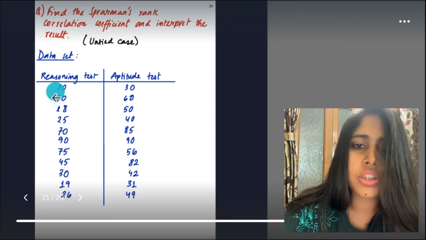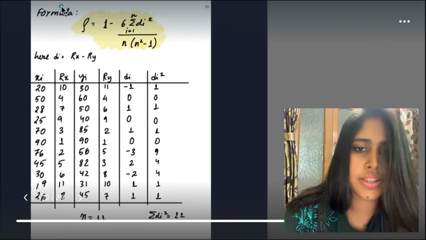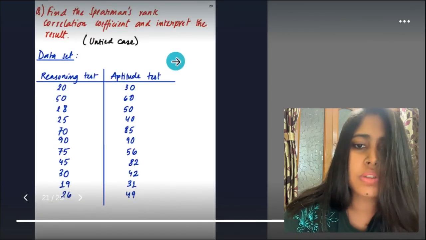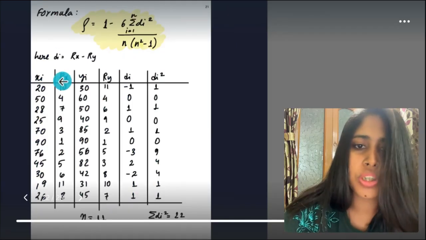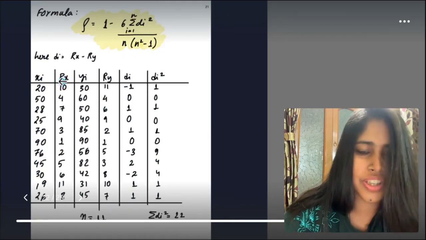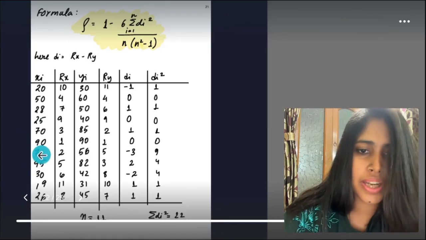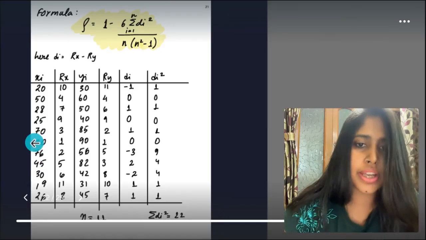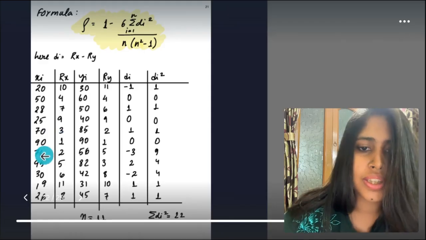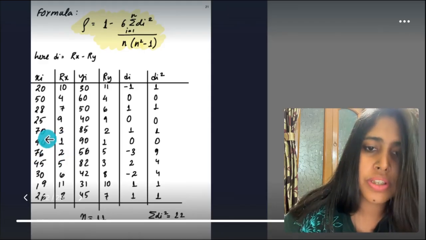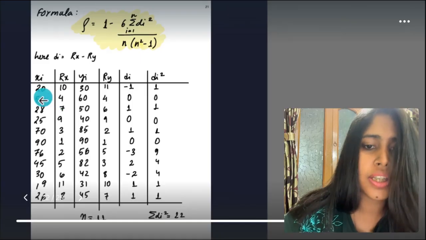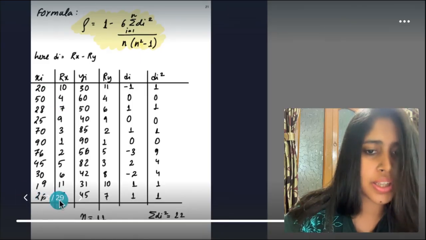Now we jot down the values of the reasoning test as xi and the values of the aptitude test as yi. Now we put the ranks. See this very carefully. The highest value is 90, so the rank will be 1. Then the next value is 76, so the rank will be 2. The next value is 70, the rank will be 3, and so on, to the last value, which is 19, and its rank is 11.